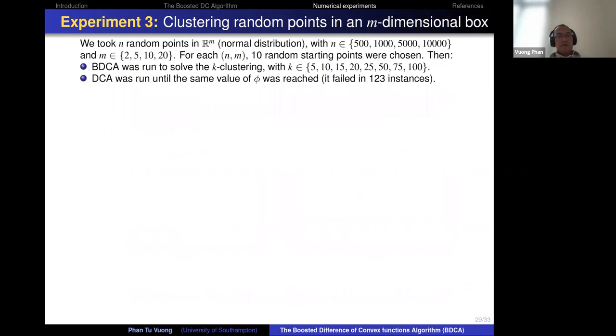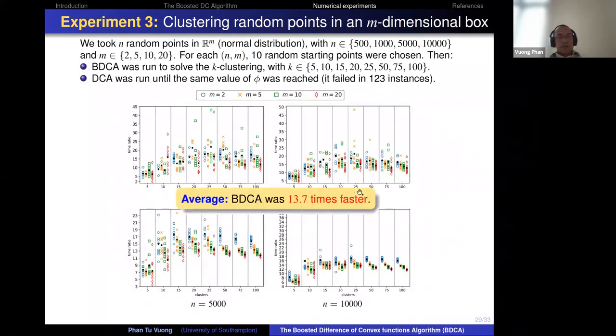In the third experiment, Phan took n random points in m dimensions with the normal distribution, where n belongs to the set from 500 to 10,000 and m belongs to the set from 2 to 20. We also take 10 random starting points. The task is to divide these points into k clusters, with k varying from 5 to 100. This is run until the same objective function value is reached. And just to show again, on average BDCA was almost 14 times faster than DCA. The black dot is the average.